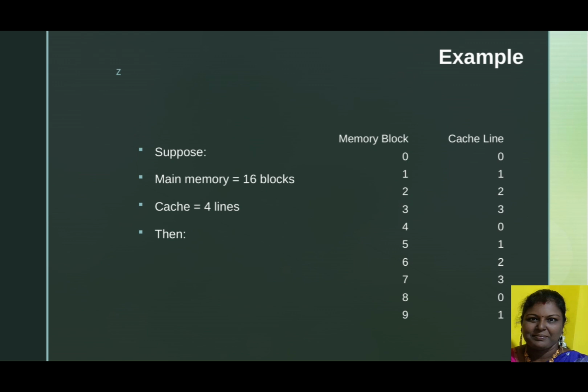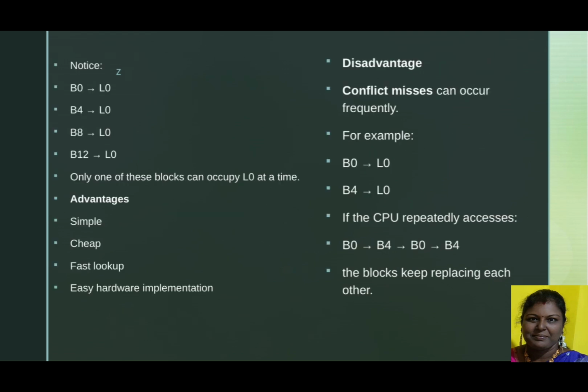One downside here is that conflict misses can happen a lot. Imagine the CPU keeps jumping between blocks B0 and B4. Each time it does, one block kicks out the other, causing repeated replacements. This happens because only one block can sit in the same cache line at once. On the plus side, this setup is simple, inexpensive, and offers fast lookups. Plus, it's easy to build in hardware. So there's a real trade-off between simplicity and potential conflicts.